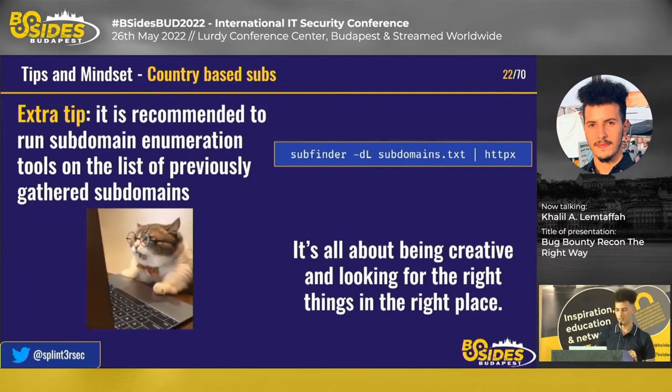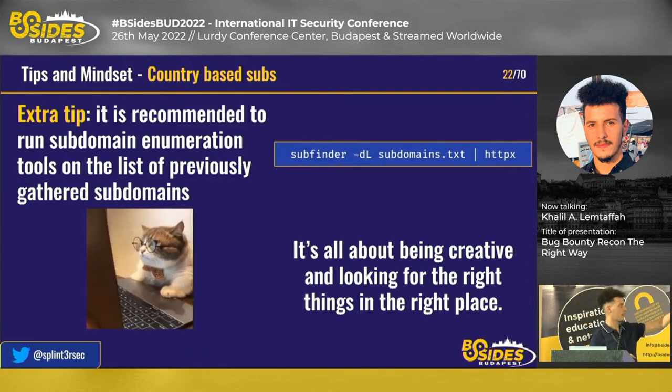Don't do what everyone else does, because you will not find something. And an extra tip: it is always recommended to run subdomain enumeration on a big list that you already gathered. For example, if you gathered subdomains using assetfinder, Sublist3r, and all the tools that you know, it is recommended to run subdomain brute forcing on that big list, like this command right there: subfinder with the -dL flag on the subdomains list, and httpx for resolving them. And don't be like this cat right here. Don't wait for the results to come out. You can automate this part and go take a coffee or go sleep. Then return back, and you will get your fresh new word list of the subdomains.